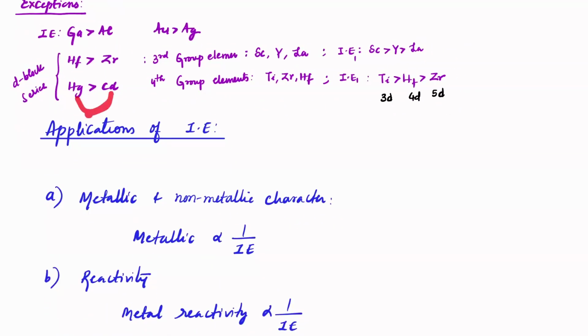The same goes with mercury and cadmium also. Cadmium, which is a 4D group, and mercury, which is a 5D group element. So for 5D series elements, you can see mercury would have more than cadmium.